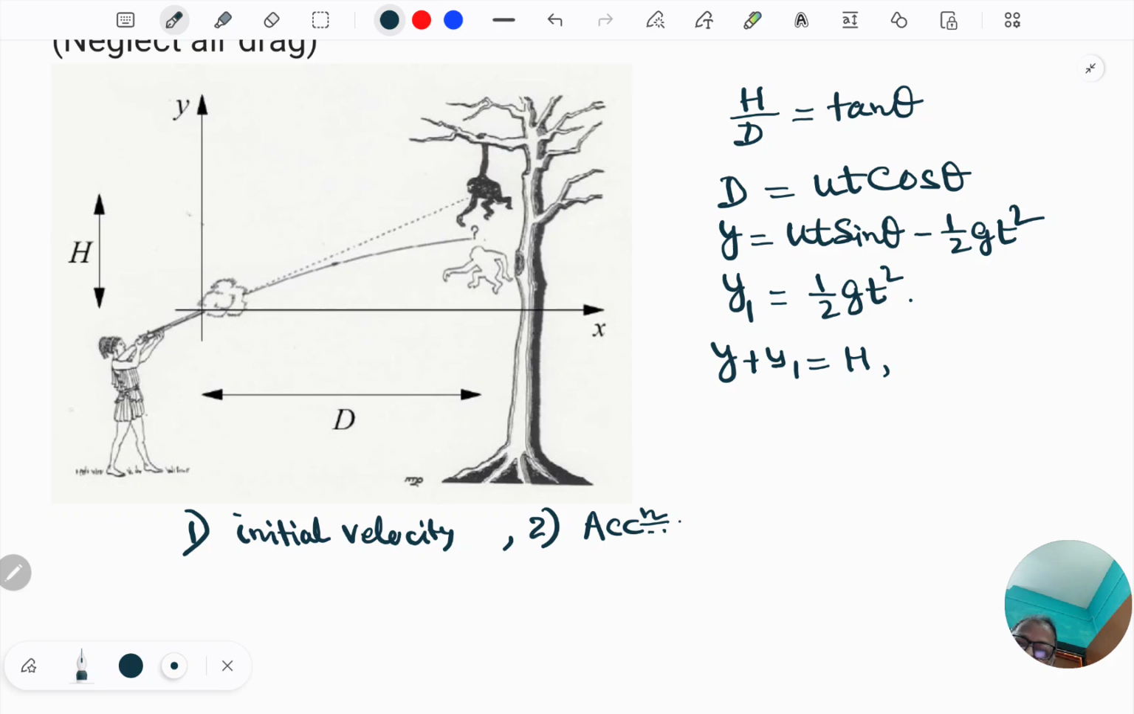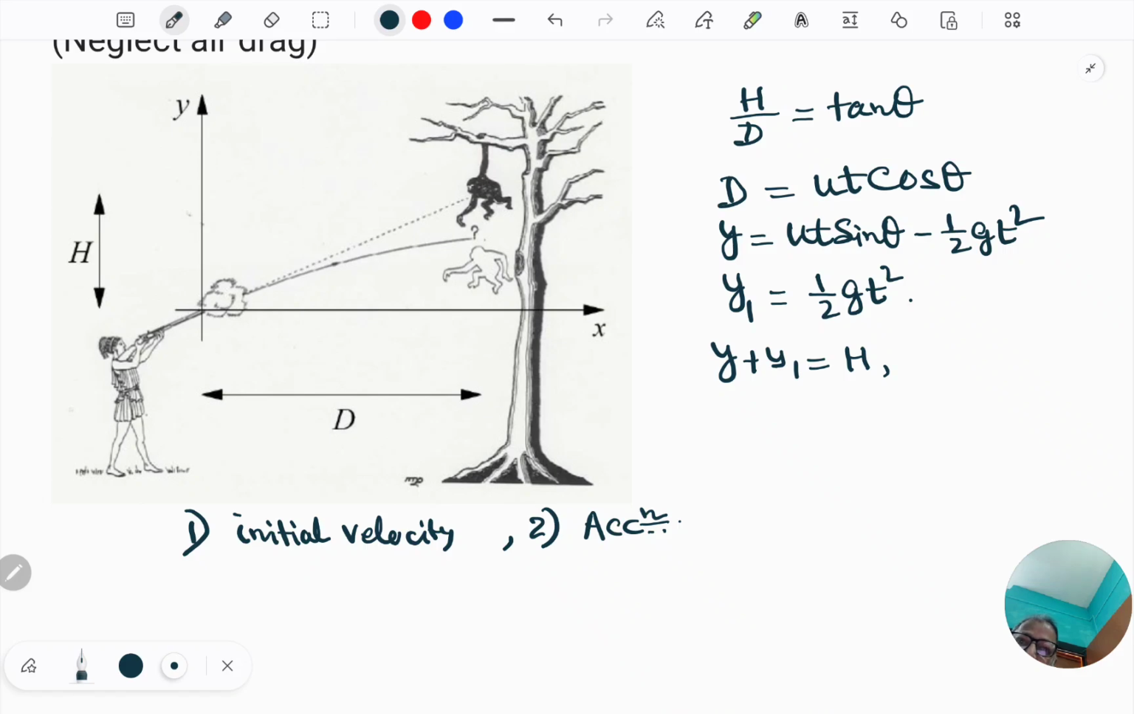Well, as the monkey observes, the initial velocity of the bullet has a magnitude, say u, as we had done earlier, and is directed along the line joining the nozzle and the monkey. This is the initial velocity, magnitude and direction, as observed by the monkey, our reference frame. And what about the subsequent acceleration of the bullet as observed from this frame?